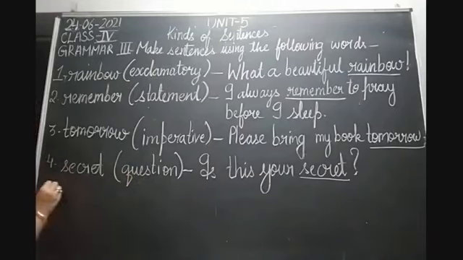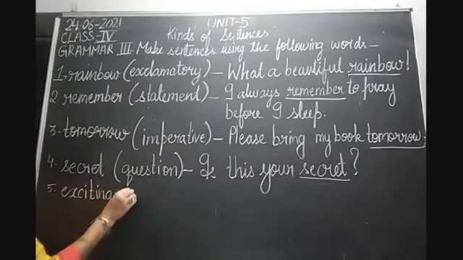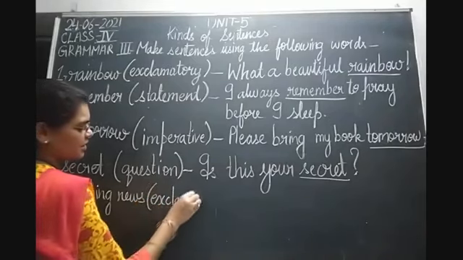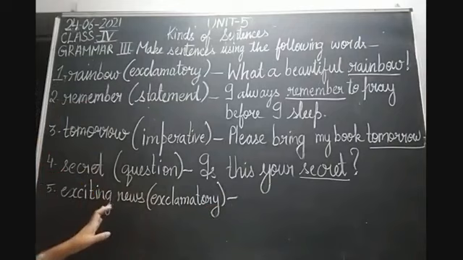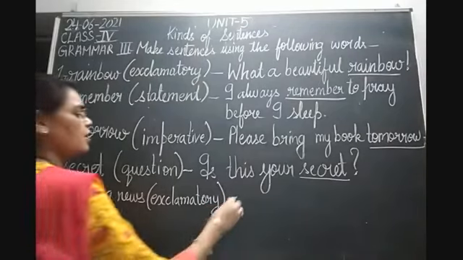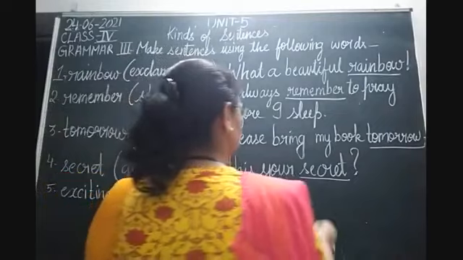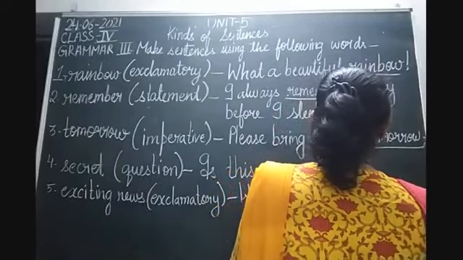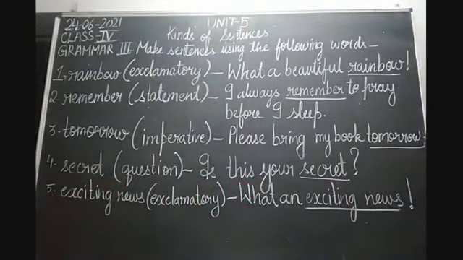Now the fifth one. Exciting news. And this is an exclamatory sentence. This is an exclamatory sentence. So, exclamatory sentence, that means exclamation mark at the end. So, what an exciting news. Exciting means something which is very thrilling, which makes you happy. What an exciting news. At the end, exclamation mark. Fine. What an exciting news.